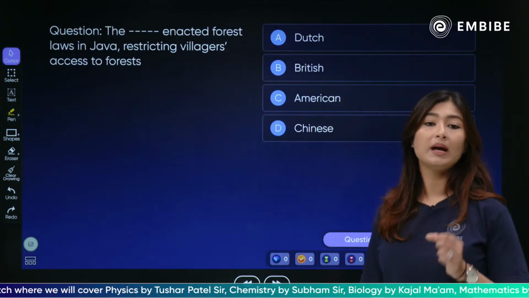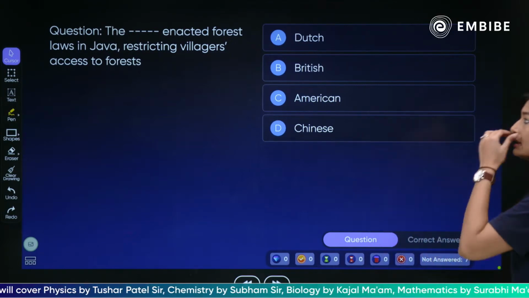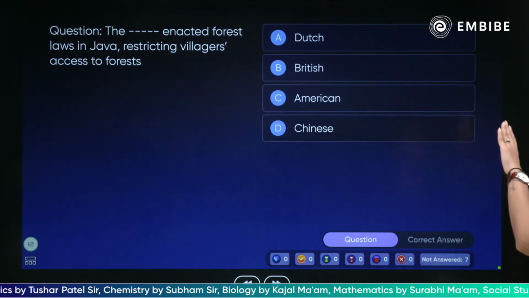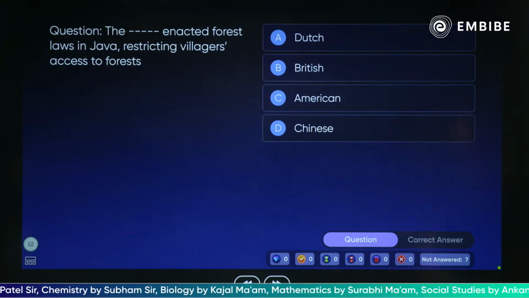तो किसी को भी अलाउड नहीं था. Now let's quickly answer the question. The Dutch enacted forest laws in Java, restricting villagers' access to forests. Who were these colonizers? कौन सी colonies यहाँ पे बनी हुई थी?